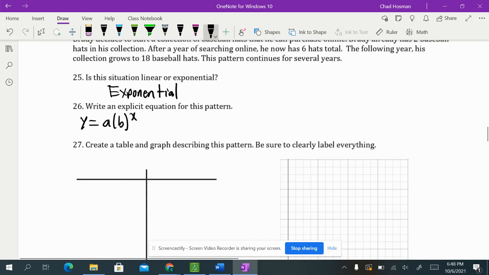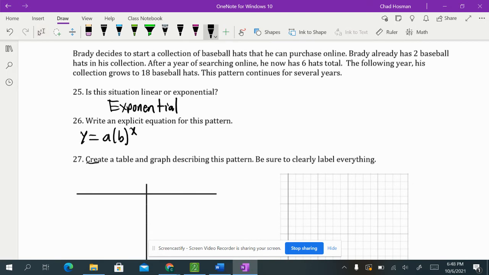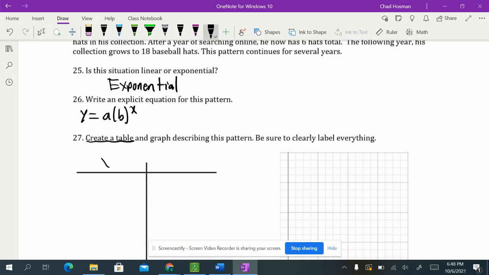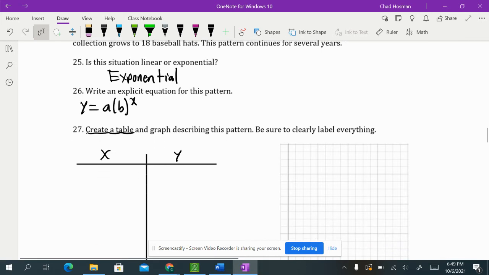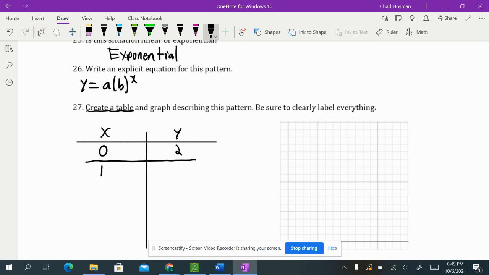And for this, I would say definitely start by making a table, which number 27, it actually tells us to create a table. So we're going to kind of skip ahead to that real quick. And we're going to have our x values and our y values. Right? It says Brady already has 2 hats in his collection. Then right after that, it says after a year, so 1 year of searching online, he now has 6 total hats. Right? So if he started with 0, that would mean at year 0, he had 2 hats. And then next it said, and after 1 year, he had 6 hats. Then after 2 years, he had 18 hats.